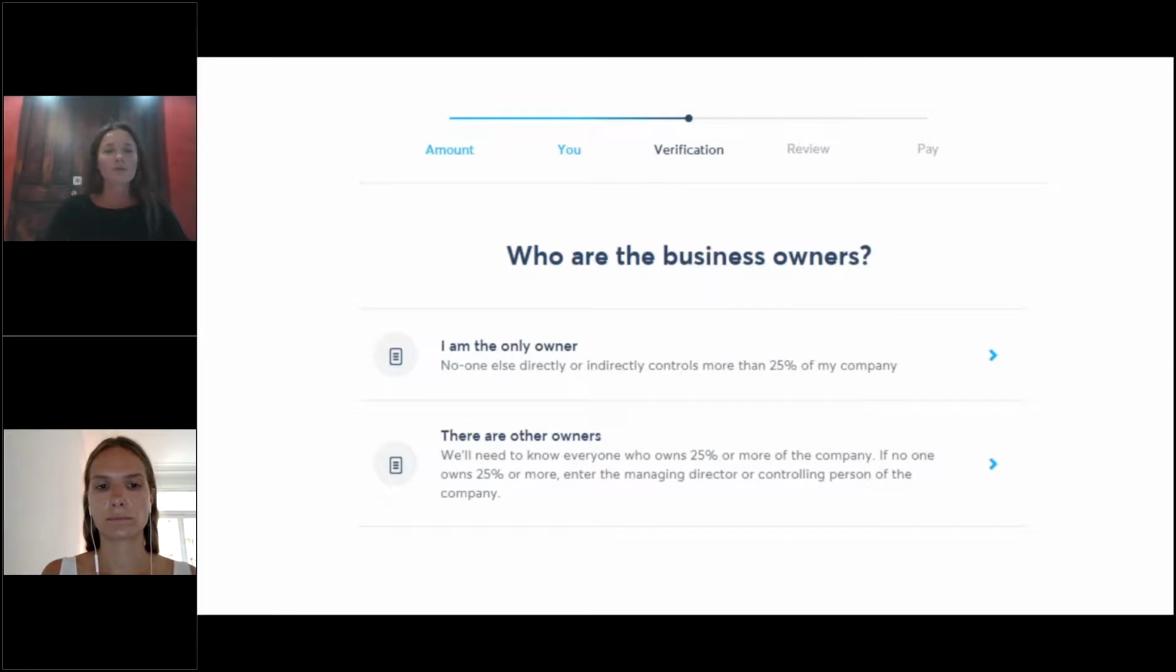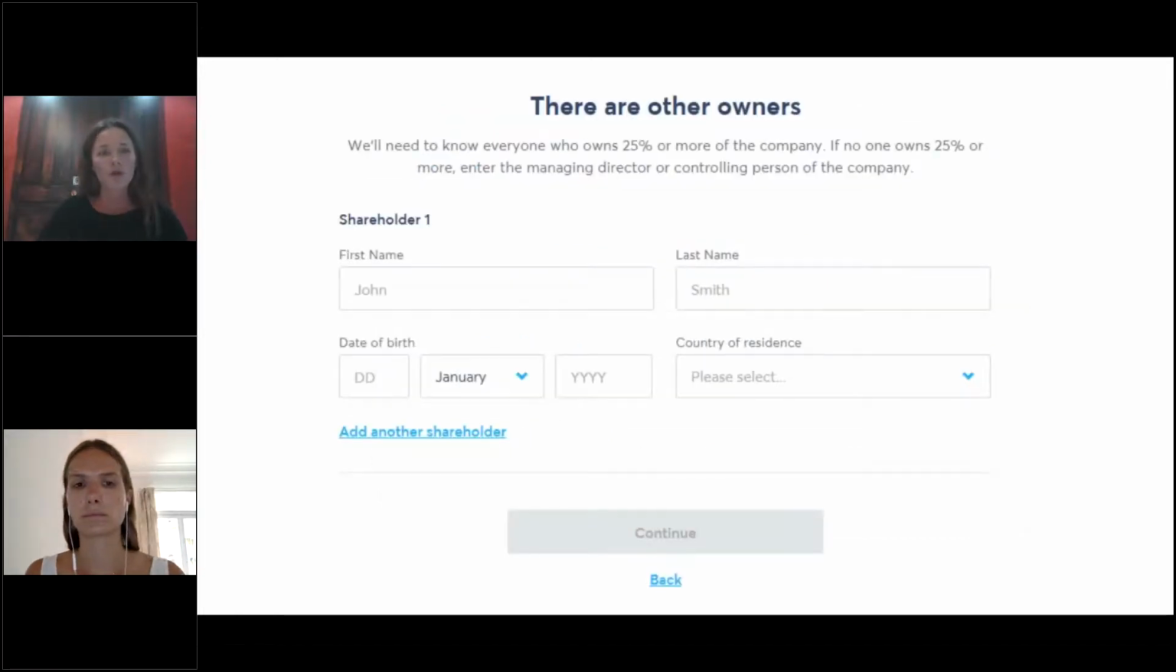So in my example, let's assume that there are other owners for my business. So in the next step, I will be required to enter the shareholder names. For them, we also ask for their first and last name, date of birth, and country of residence. You can also see that you can enter multiple shareholders if there is more than one. And finally, if your company is owned by another business, then we will have to ask for the shareholders of that business until we get to the ultimate beneficial owners. So this is the information that we're gathering here.